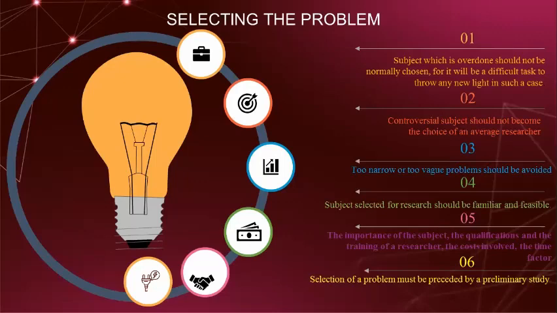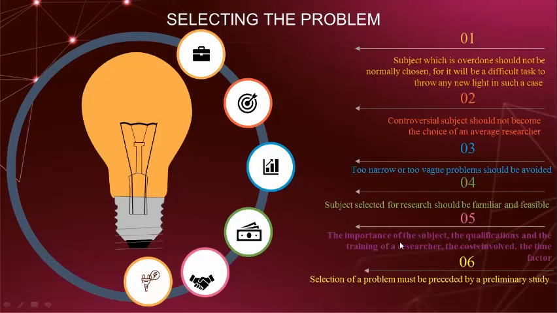Next is the subject selected for research should be familiar and feasible. Why? So that the research material is within one's reach. Supposing it is not familiar, it is not feasible, then how will you do your research? So the research materials, the data, etc., should be within one's reach. For this purpose, it is always recommended that the researcher should contact an expert or a subject expert in that area, and also do a lot of literature survey, literature review. That is very much important.